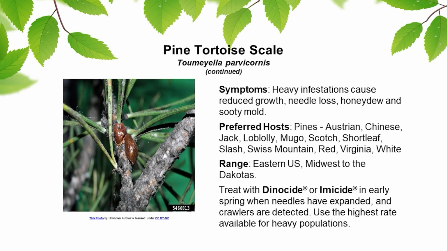Heavy infestations of pine tortoise scale cause reduced growth, needle loss, honeydew, and sooty mold. Trees may die after several years of heavy infestation if untreated. Pine tortoise scale preferred hosts include pines: Austrian, Chinese, Jack, loblolly, Mugo, Scotch, shortleaf, slash, Swiss mountain, red, Virginia, and white pines. The pine tortoise range is the east and Midwest United States to the Dakotas.